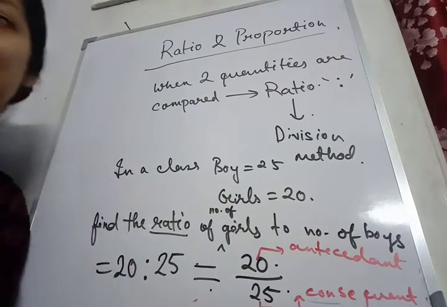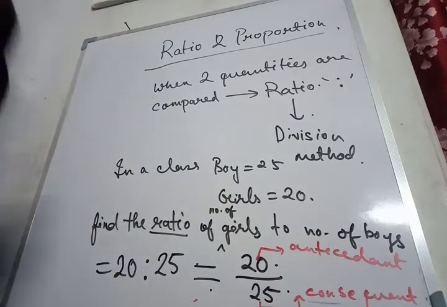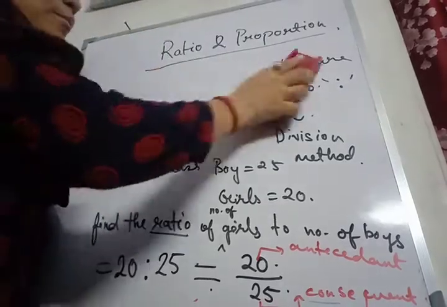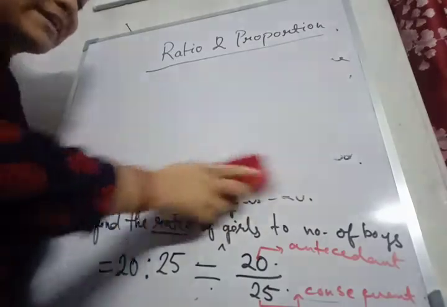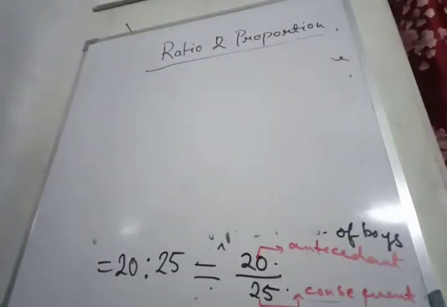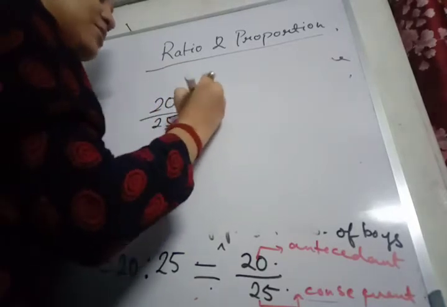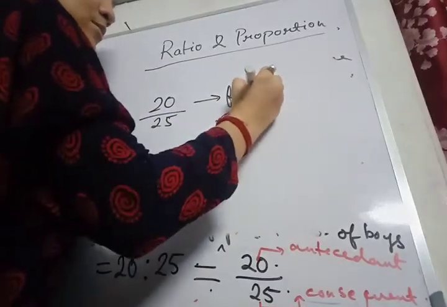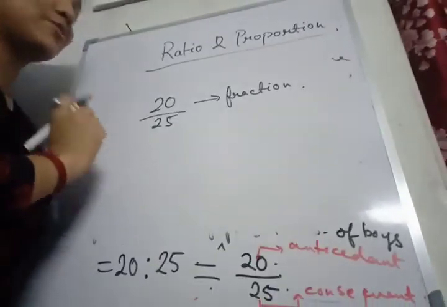Okay. Now what happens? We have to leave the ratio in the simplest form. The simplest form means, as it is a fraction, this 20 by 25 represents a fraction. Okay. It's 20 upon 25. It is a fraction. And we have to express it or represent it in the simplest form.